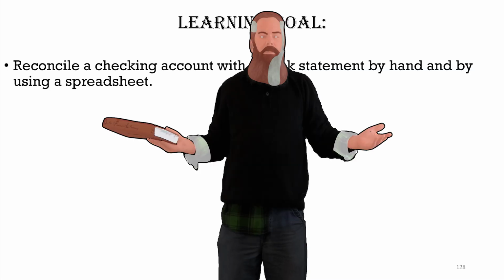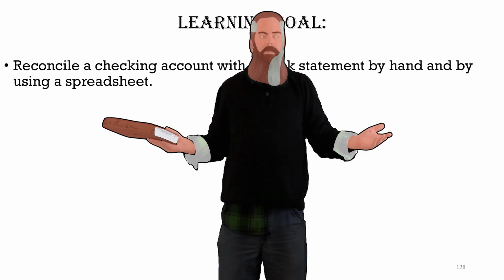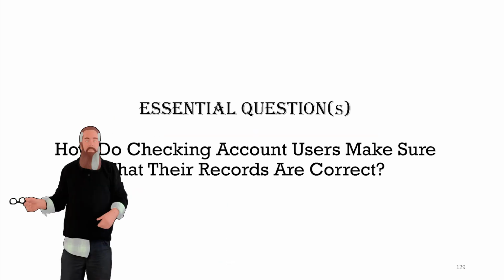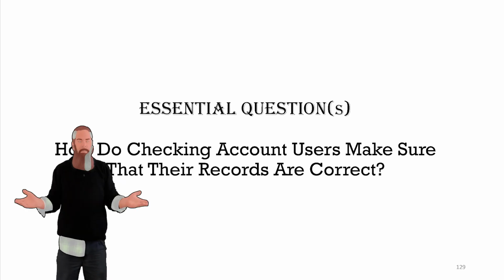It was actor Errol Flynn that said, "My problem lies in reconciling my gross habits with my net income." In this lesson, we're going to reconcile a checking account with a bank statement by hand and by using a spreadsheet. All to answer the question, how do checking account users make sure that their records are correct?